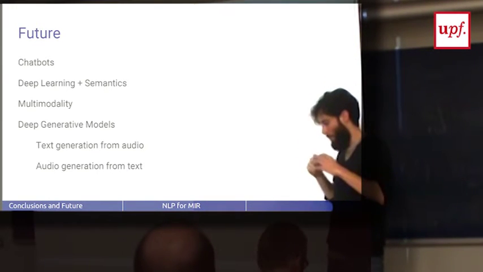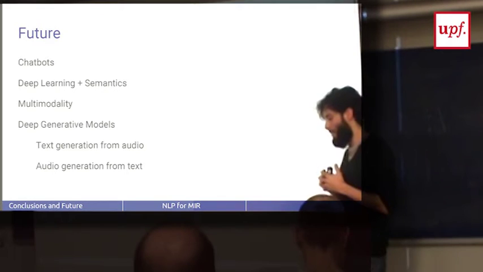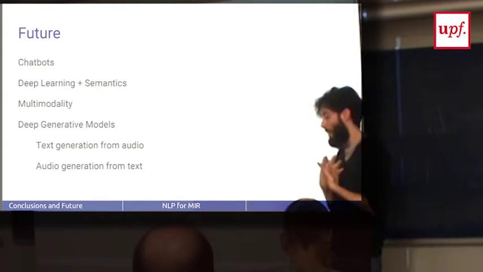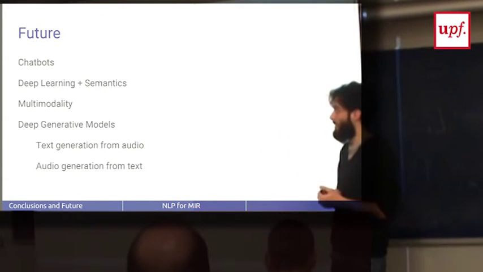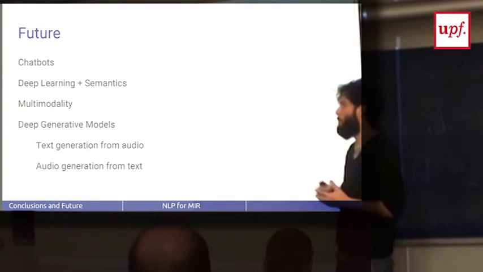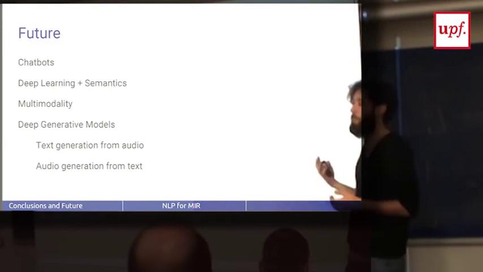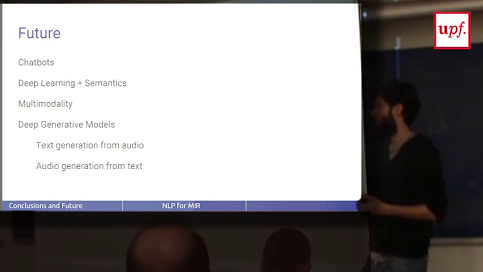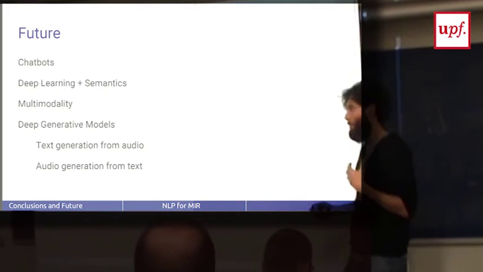the hype, or the most interesting part of the interaction between NLP and MIR, might be in chatbots, question answering systems, or in the combination of deep learning and semantics, in multimodality, in deep learning, as I explained before, or using generative models that are able to generate audio from text or text from audio.